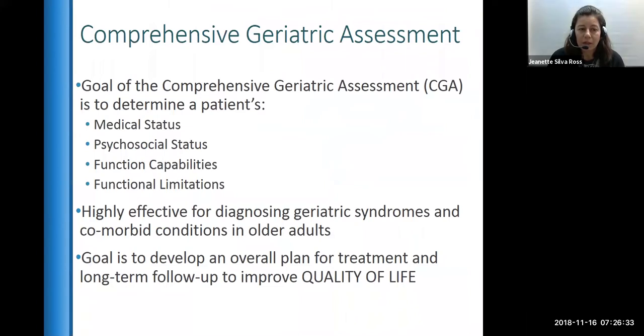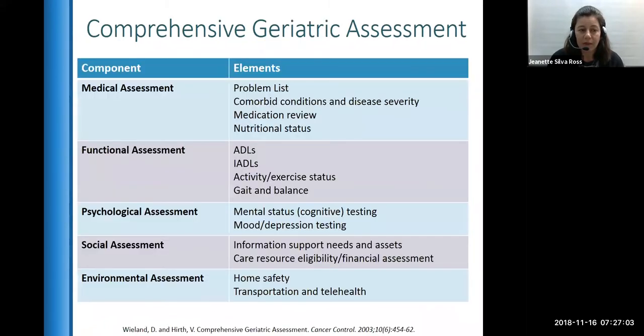So what is comprehensive geriatric assessment? It's an assessment that aims to determine the patient's medical status, psychosocial status, functional capabilities, and functional limitations. It is labor and time intensive, but it's an important part of the care to diagnose geriatric syndromes and comorbid conditions in older adults. The idea is to develop an overall plan of treatment and long-term follow-up to improve quality of life.